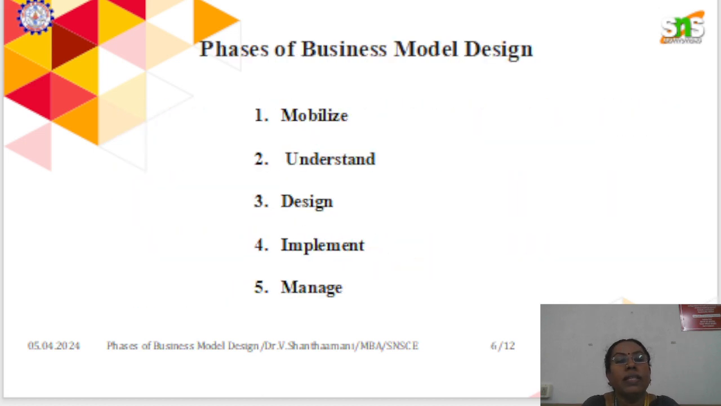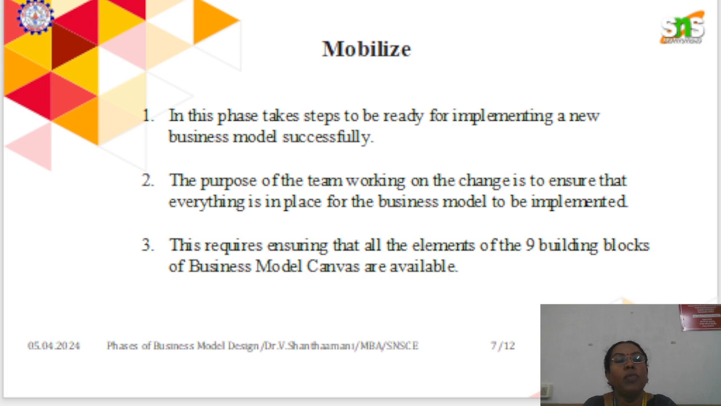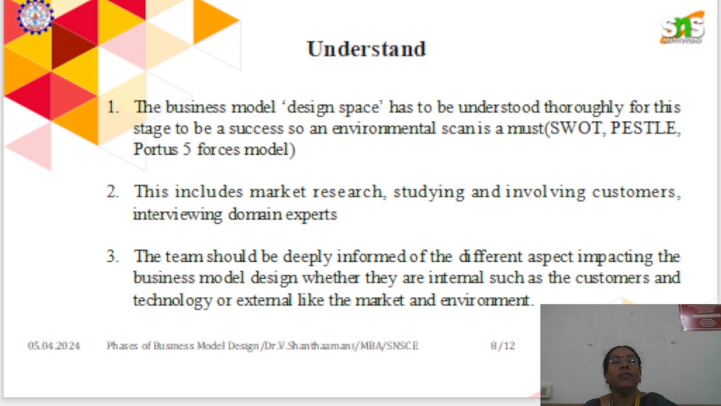So there are 5 phases in the business model design: mobilize, understand, design, implement, and manage. So in case of mobilize, we try to take the steps to be ready for implementing a new business model successfully. The purpose is for the team to work together on the change to ensure that everything is in place for the business model to be implemented. So this will require ensuring that all the elements like the 9 building blocks of business model canvas are available in this stage.